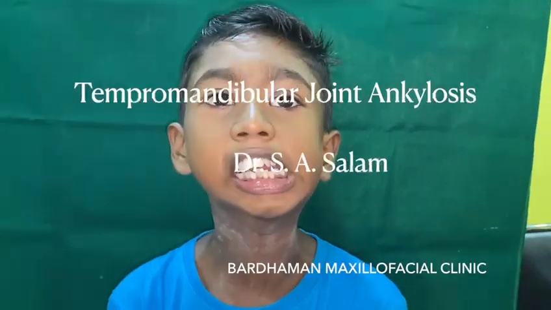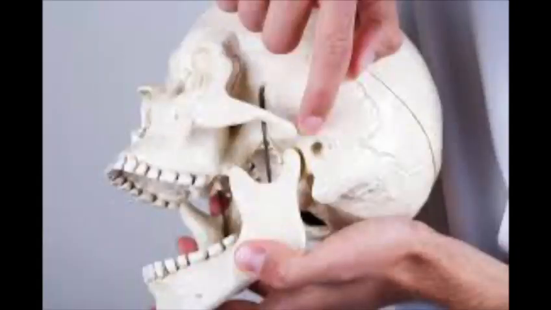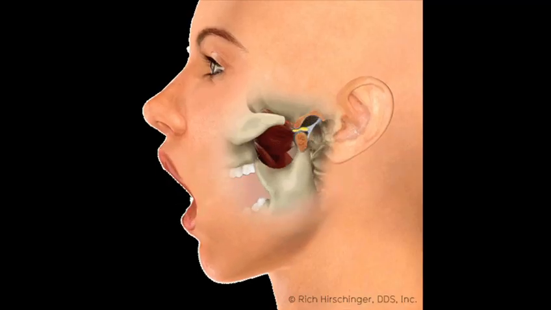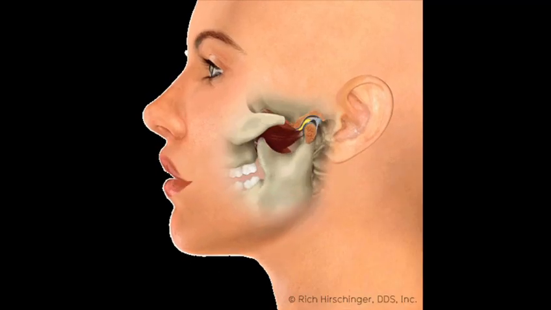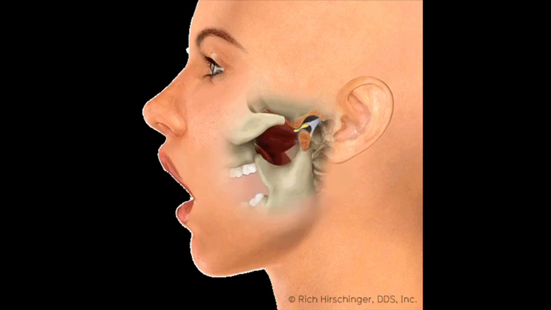Hello, this is a case of TMJ Ankylosis where the patient can't open his mouth, which greatly impacts his quality of life by hindering the ability to eat and chew food effectively. The temporomandibular joint is a joint between the temporal bone and the condyle of the mandible, with one joint located on each side in front of the ears.